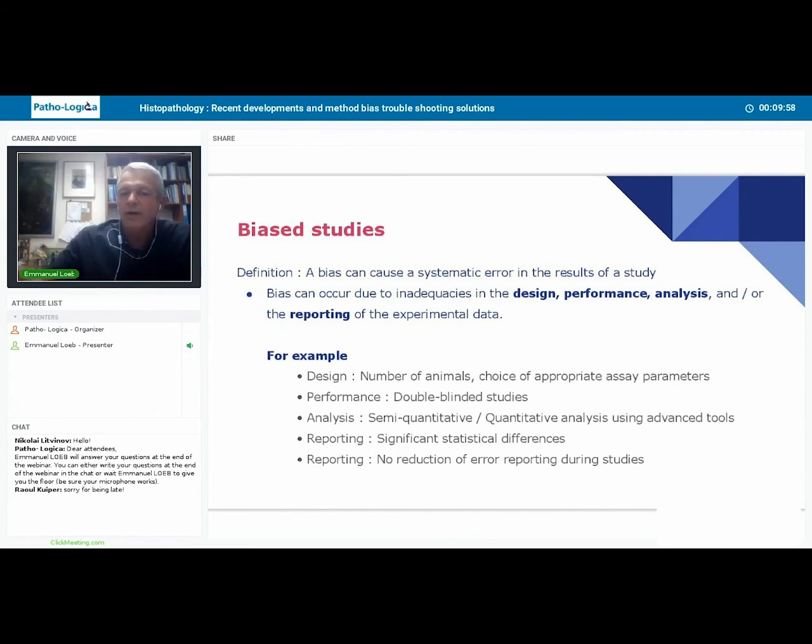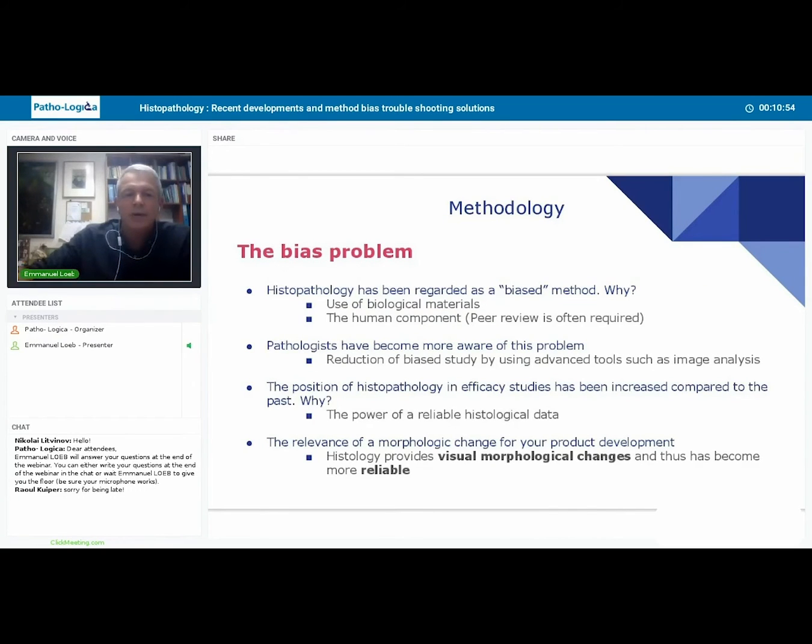The analysis itself is also a kind of choice. For decades, we used to work in a semi-quantitative manner. That means that we score our parameters from 0 to 5. These days, you can also perform quantitative analysis using advanced tools, and this is a major change that has been increasingly seen in efficacy studies. And of course, there is the reporting: the usage of statistical tools, and making sure that no errors take place during the reporting.